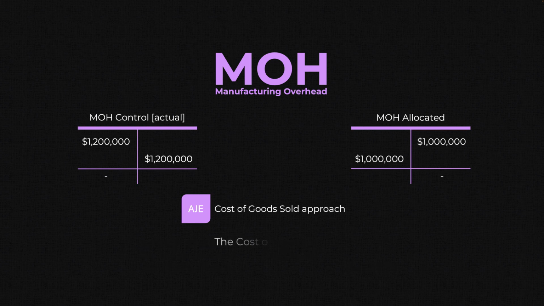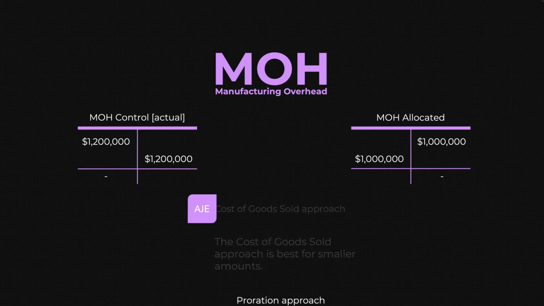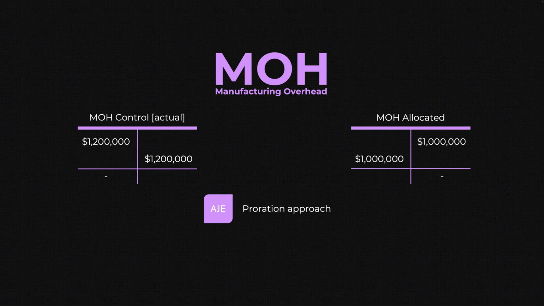So the cost of goods sold approach is best for smaller amounts. That's smaller amounts of under and over allocations, and also when we have smaller amounts in work in process and finished goods inventory. Now let's take a look at the proration approach. And to do that, we're going to flip over to a spreadsheet.